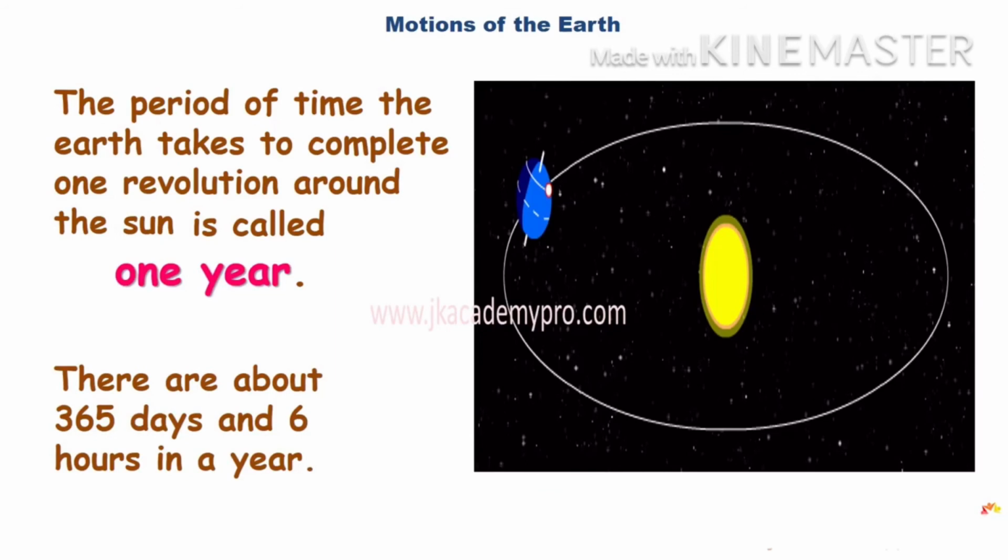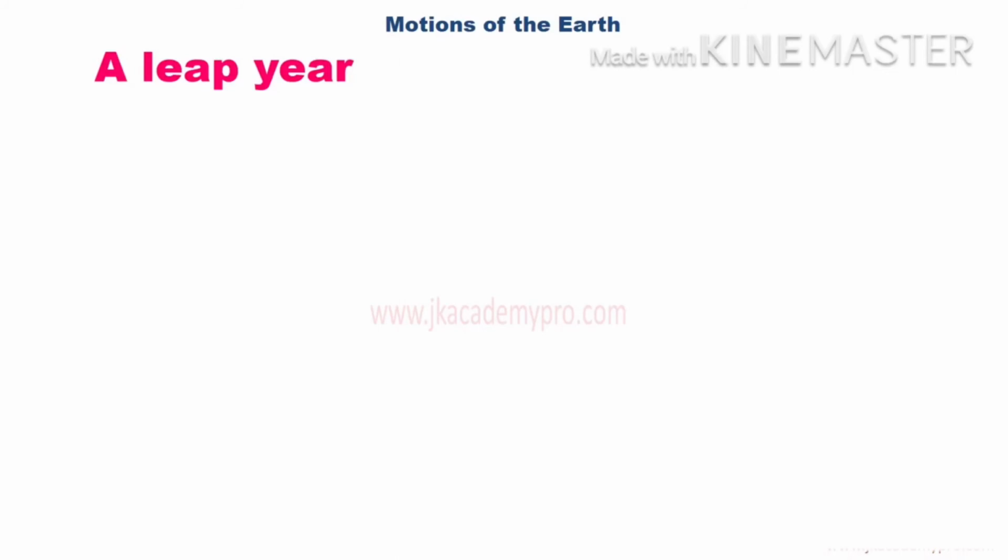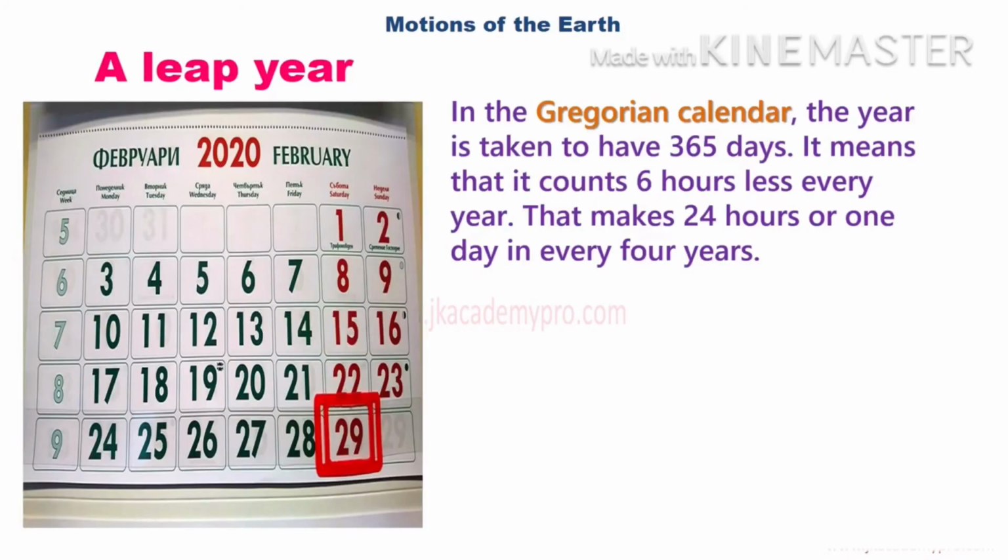Now there are about 365 days and 6 hours in a year. Just look carefully: 365 days and 6 hours in a year. Now we are going to see the concept of a leap year. In the Gregorian calendar, the year is taken to have 365 days. What is meant by the Gregorian calendar? It means the calendar which we use in our day to day life, which is used all over the world.